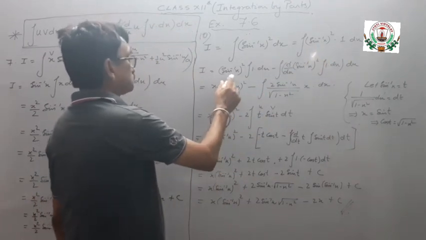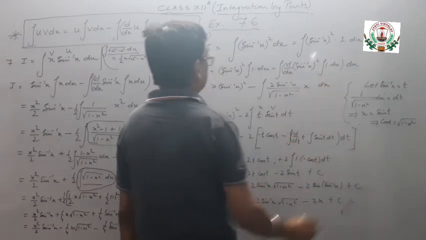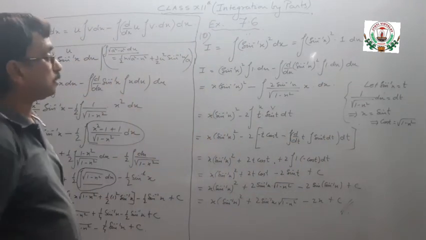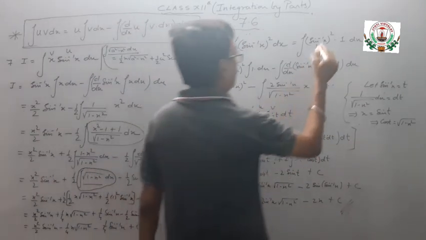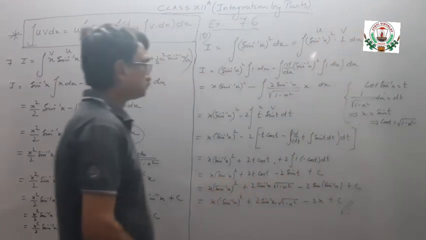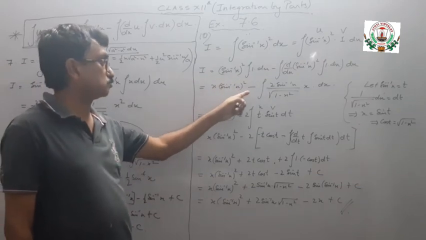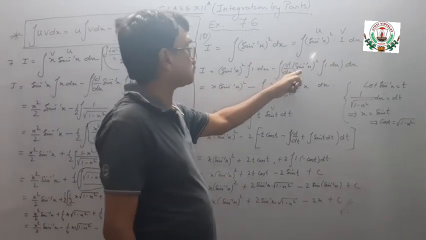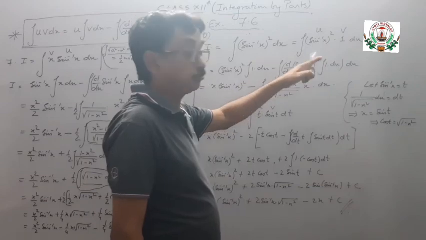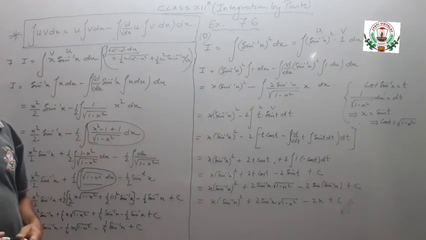So integration of sine inverse x the whole square, 1 dx, d by dx of sine inverse x the whole square, integration of 1 dx, with the help of this formula. So here our u is this and v is 1. So integration of 1 into sine inverse x the whole square minus integral of d by dx of sine inverse x the whole square. So here we will take sine inverse x equals to t.